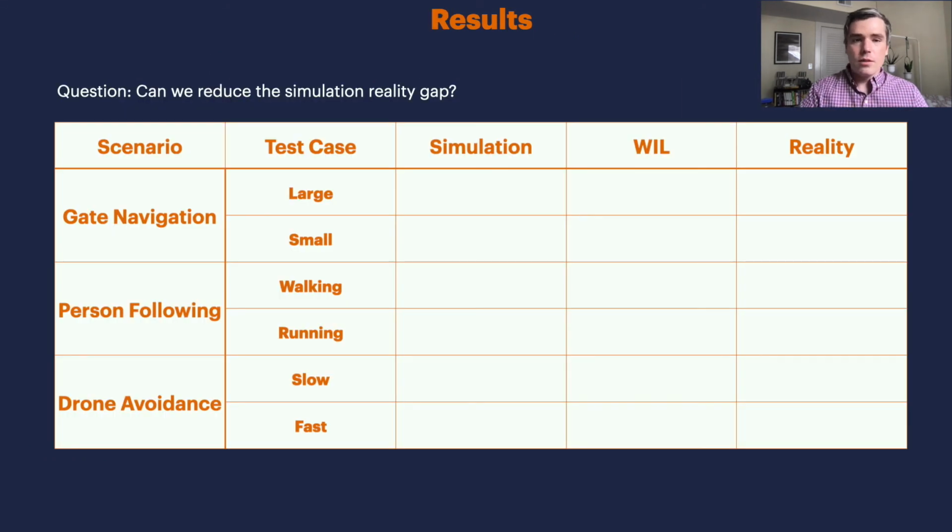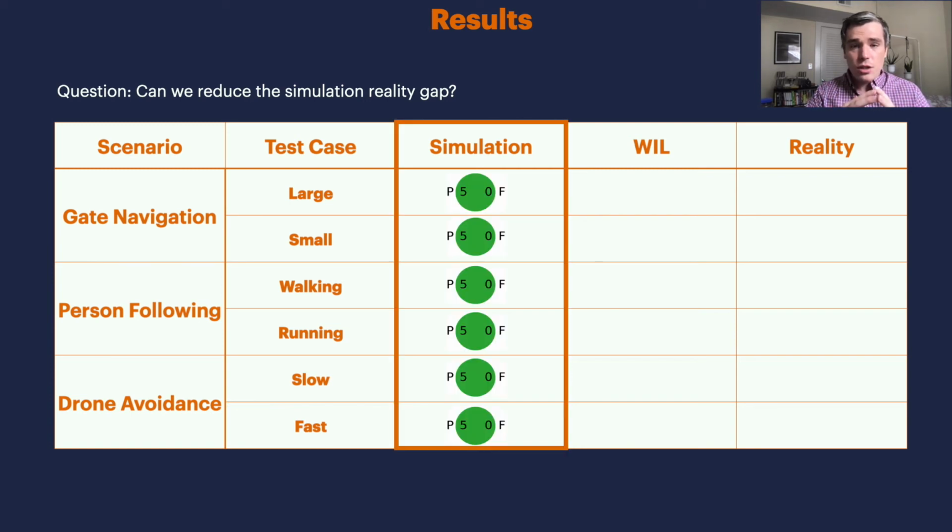So for our study, we ran each scenario in simulation, and here you can see that there are 6 different test cases with gate navigation through a large and a small gate. We have person following with a person either walking or running, and we also have drone avoidance with the incoming drone either moving slowly or fast. So first we ran each of the test cases in simulation 5 times each, where all passed.